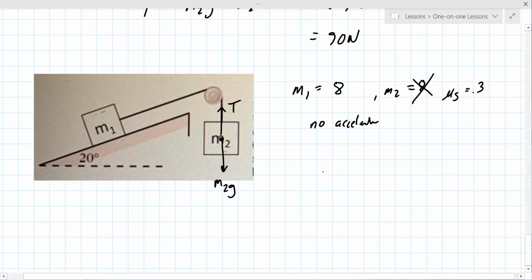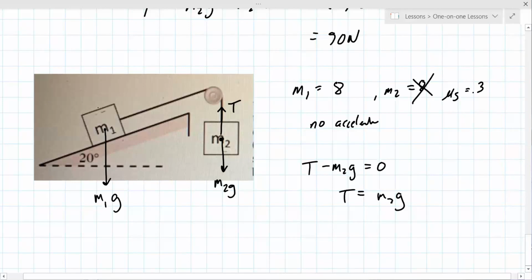Okay. So the direction is now arbitrary. You can say T minus m2g equals 0. So T equals m2g. Great. Now we can look at m1. M1 has m1g, normal force, a force of friction, and then tension to the right.